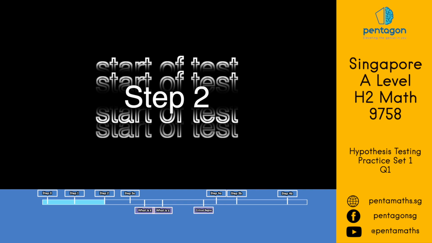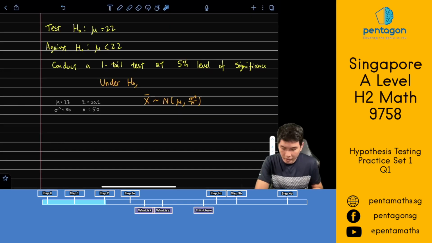Now, step 2 is where we start to conduct the test. We need to assume that the null hypothesis is true, or we need to assume that the population mean is really 22. Working on the assumption that the population mean is 22 means that we can write down this over here, that our sampling mean variable follows a normal distribution whose mean is 22 and whose variance is 36 divided by 50. Then next, we're going to start to conduct our tests.